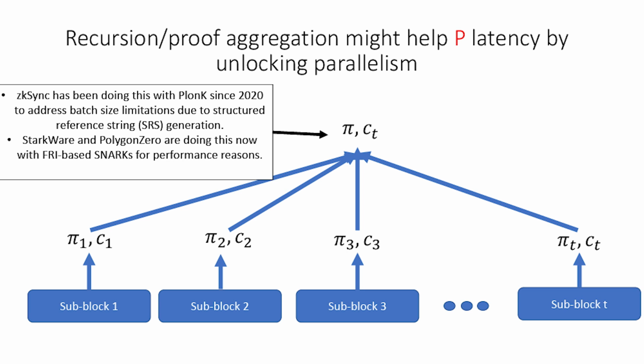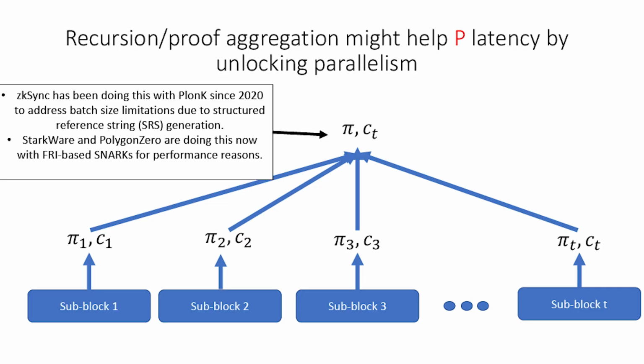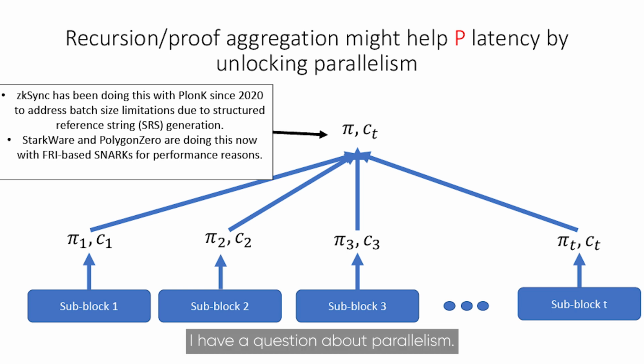Much more recently, StarkWare and Polygon Zero are doing this with FRI-based SNARKs. I don't really know what the performance is. I think it'll buy them some levels of speedups due to the parallelism it's unlocking, is my guess. But like the FRI verifier, like I said, the proofs are pretty big. I think that the number of subblocks is going to have to not be super giant, because the statement being proved to aggregate the proofs is just going to get real nasty. That's my guess.